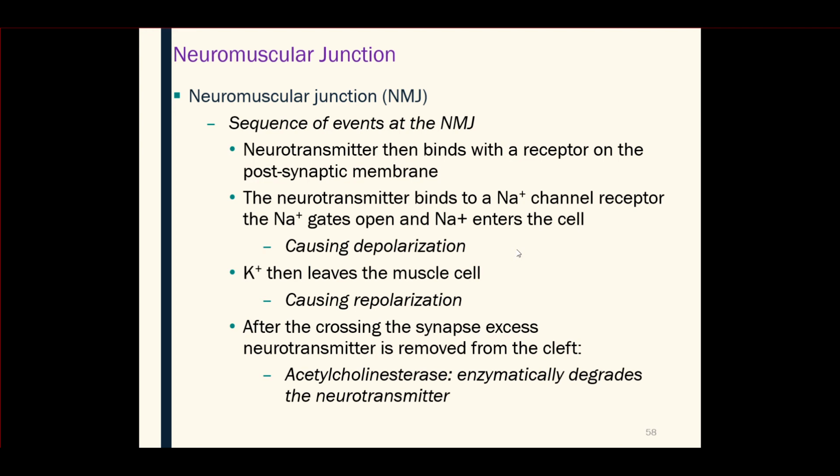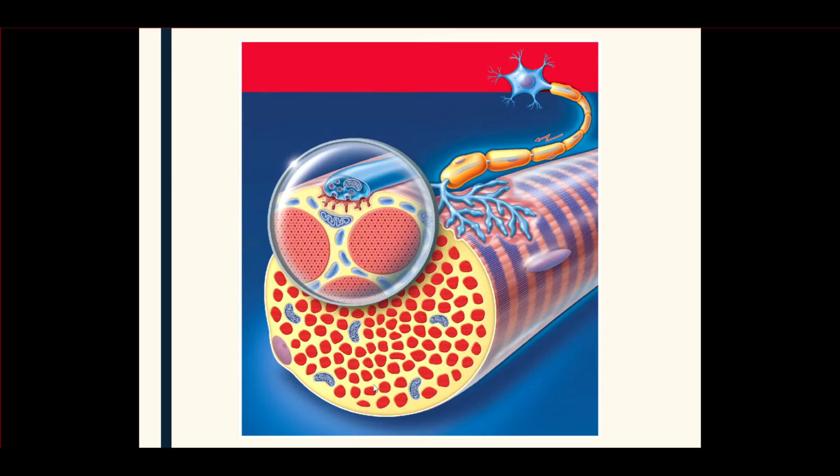Then, after the sodium has moved in, potassium is going to go the other way. It's going to move out of the muscle cell. And that movement of potassium out of the muscle cell is called repolarization. Once we're done and we don't need any more muscle contraction, the enzyme acetylcholinesterase is going to break down the acetylcholine. Any excess acetylcholine that's in the synapse we want to remove, so that's going to be removed.